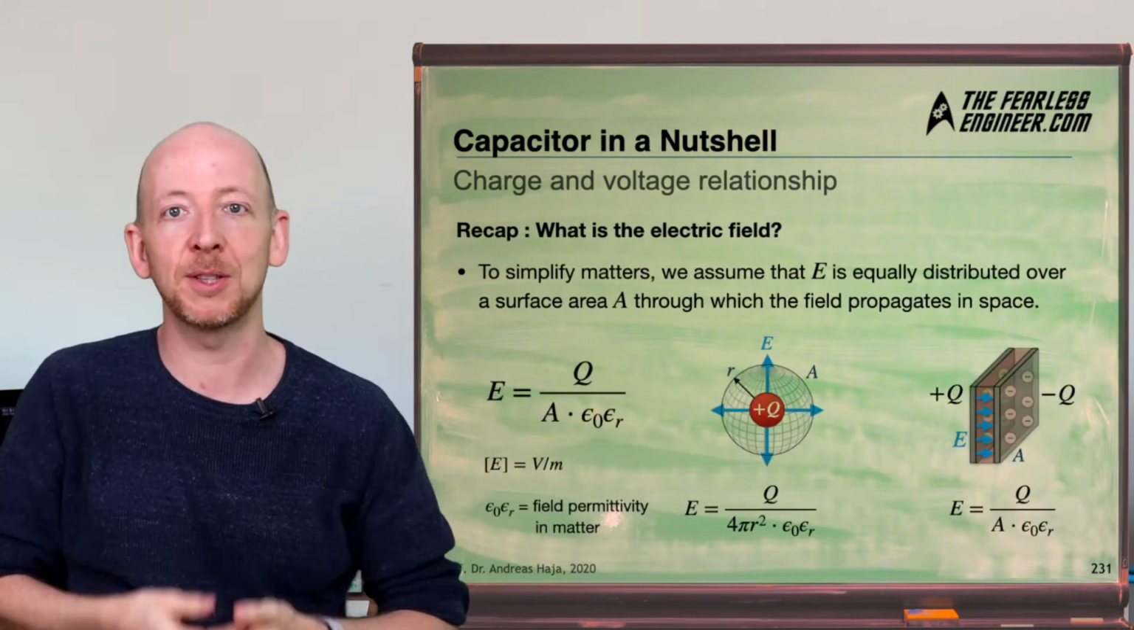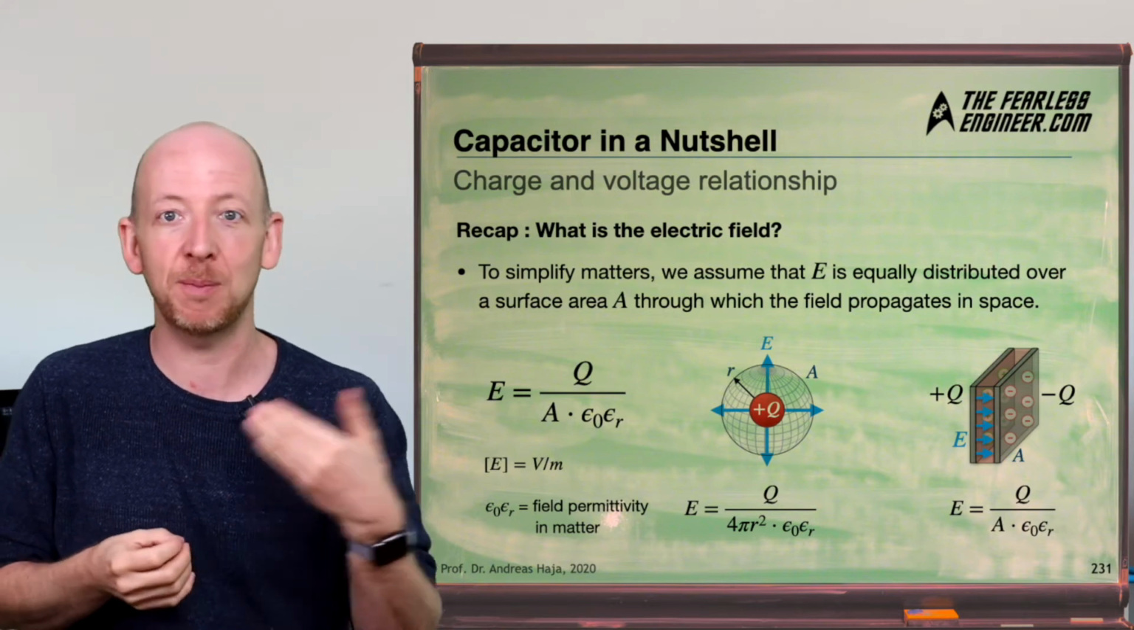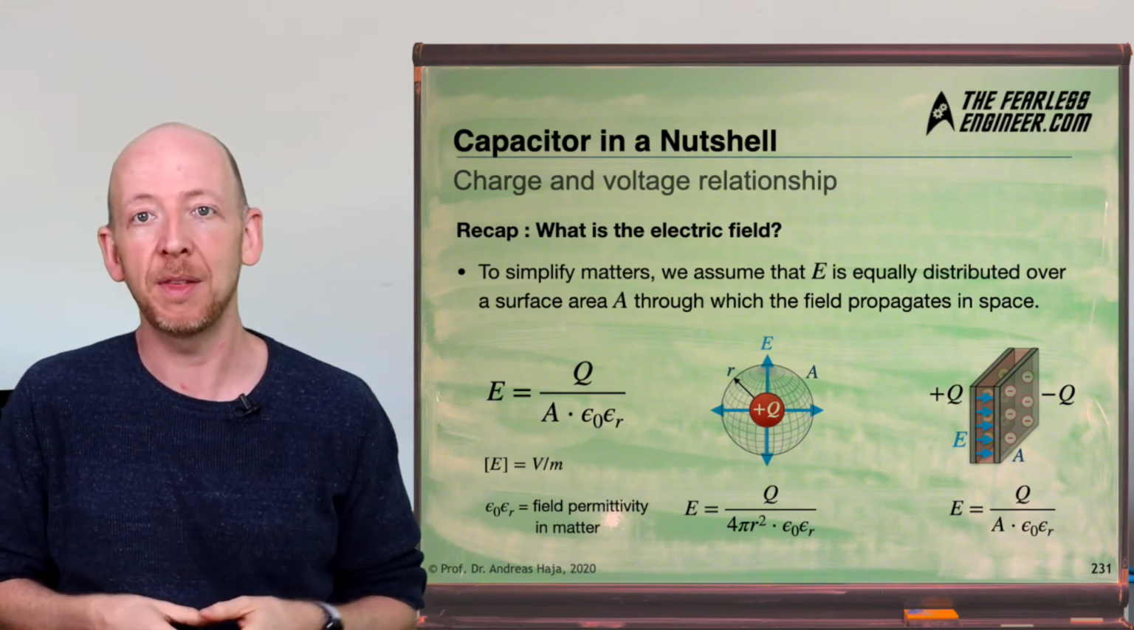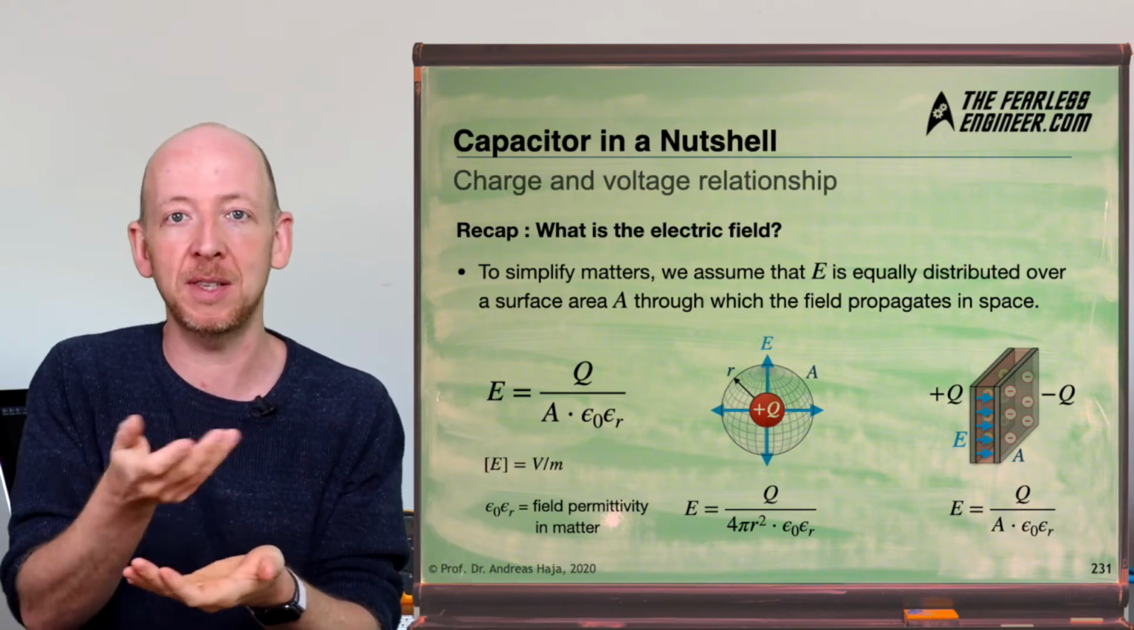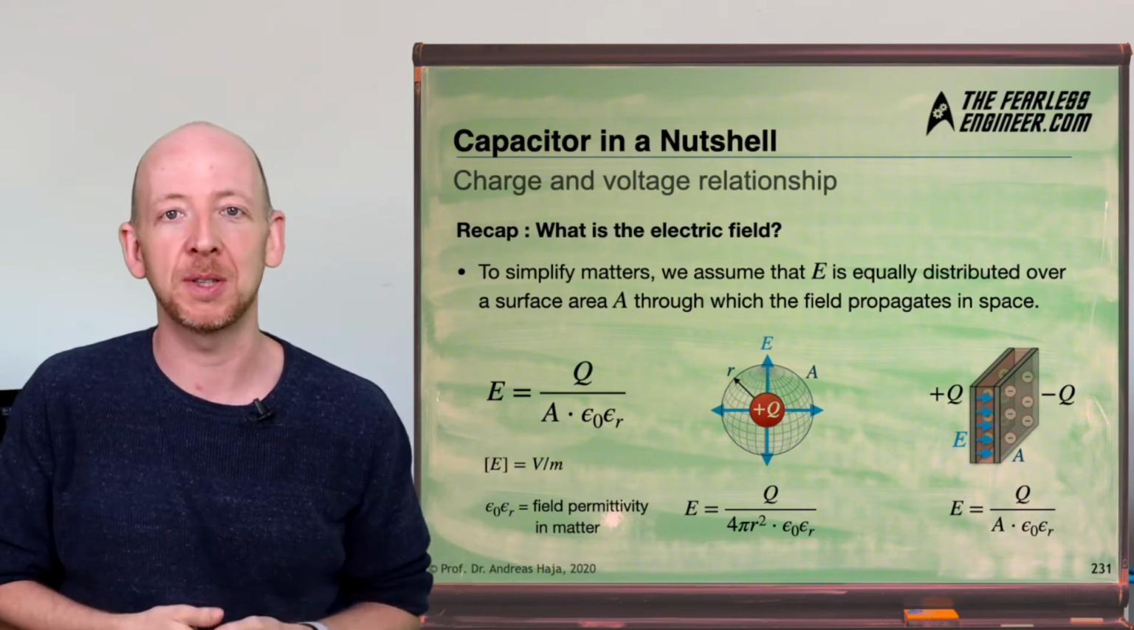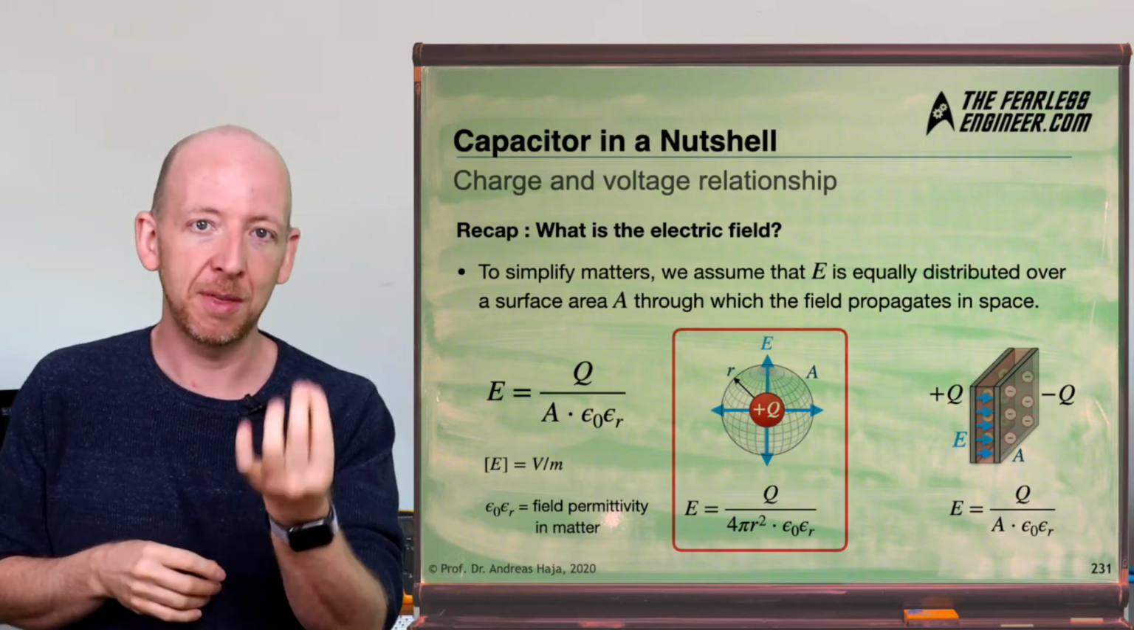Now let's take a look at two examples for arranging charges in space. And for simplicity, we assume that the electric field is equally distributed and that there are no nasty side effects and edge cases we need to consider. So for a point charge, the case is very simple.